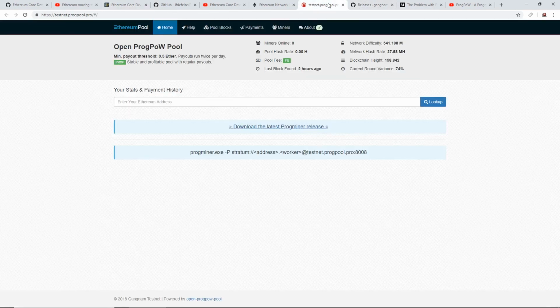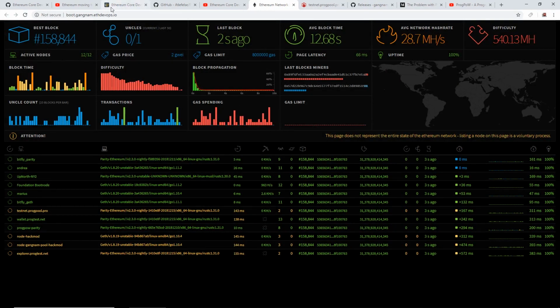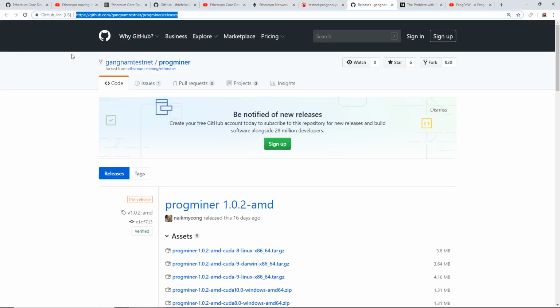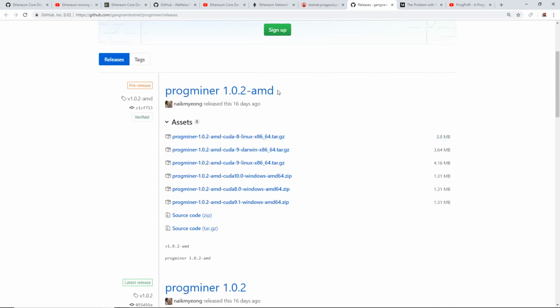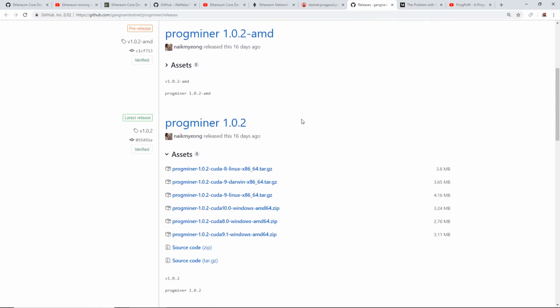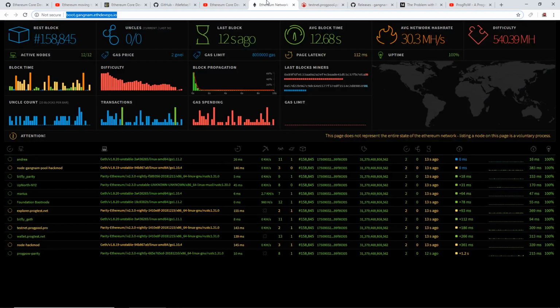So guys, the testnet I have right here. I'll have the link in the description, and I'll make a comment as well. You guys can point the miner to it. Here's a test pool, testnet.progpool.pro. You can download the latest ProgMiner. And here is a GitHub for the ProgMiner. So there's an AMD miner and an NVIDIA ProgMiner, 1.0.2. Pretty cool. So I'll have that link in the description. You guys can try it out. See what hash rates you get on your cards.